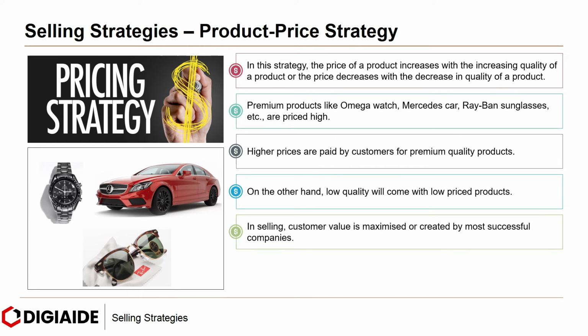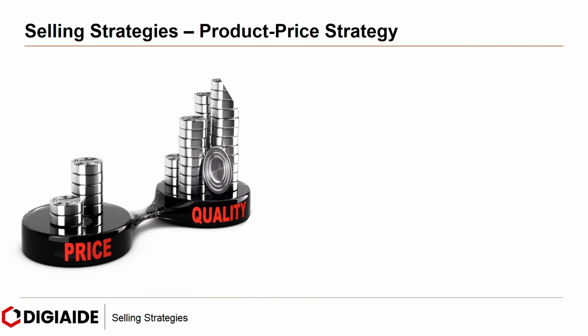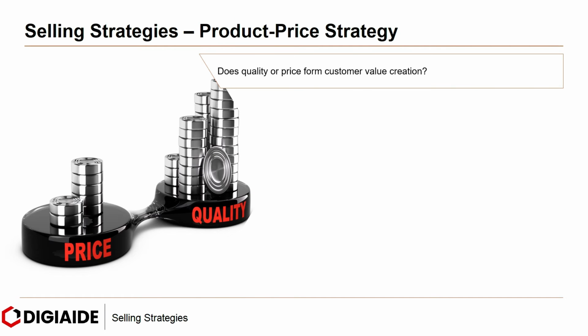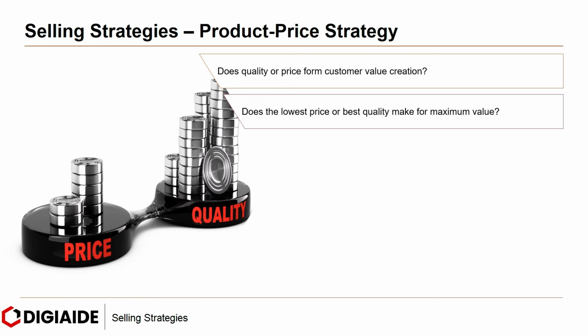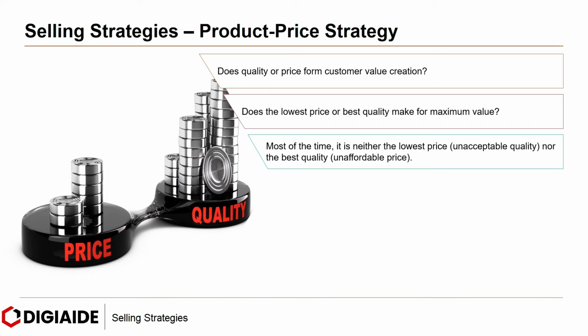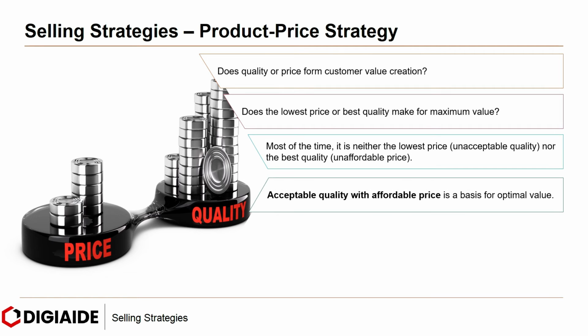In selling, customer value is maximized or created by most successful companies. But for the customer, what is value creation? Does quality or price form customer value creation? Does the lowest price or best quality make for maximum value? Most of the time, it is neither the lowest price, that is unacceptable quality, nor the best quality, which could be unaffordable price. Acceptable quality with affordable price is a basis for optimal value.